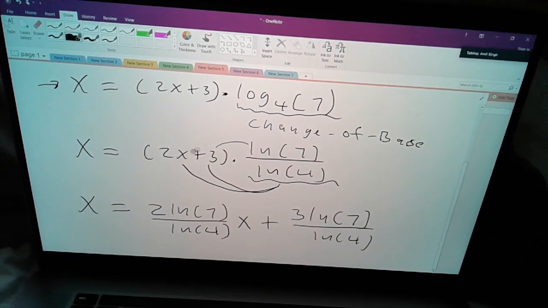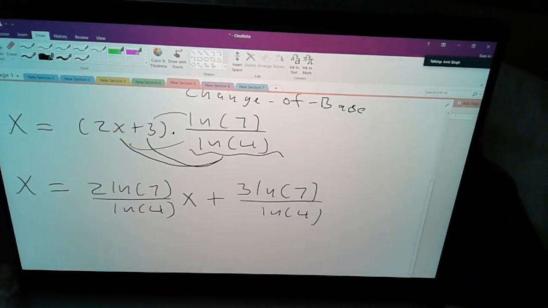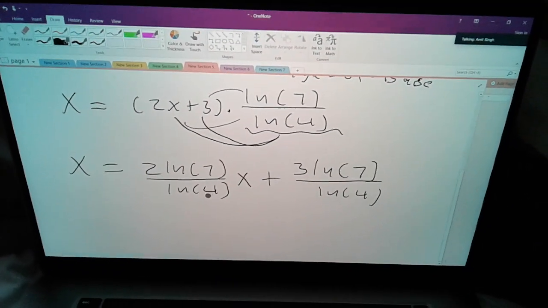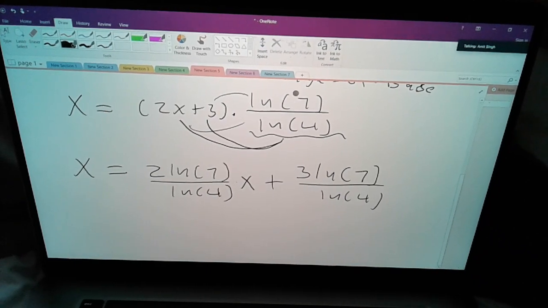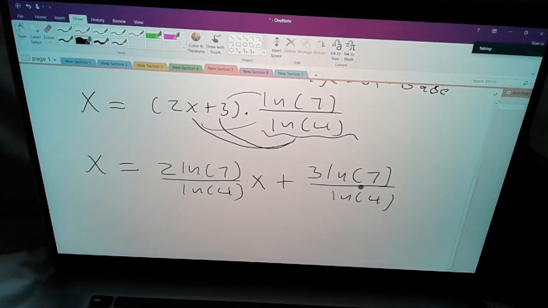I have to distribute it to each thing, right? So 2 ln 7 over ln of 4, x. The x has to still be there someplace. And then 3 ln 7 over ln of 4 is what I get on this side.